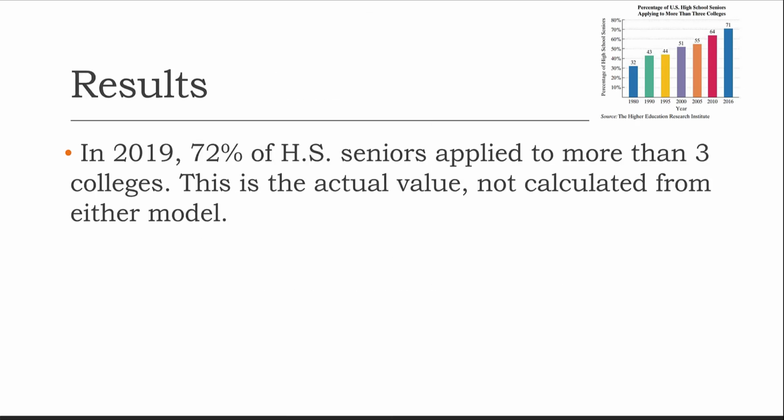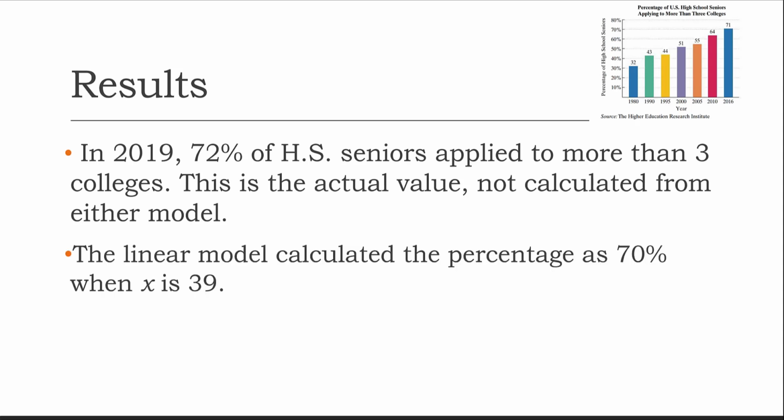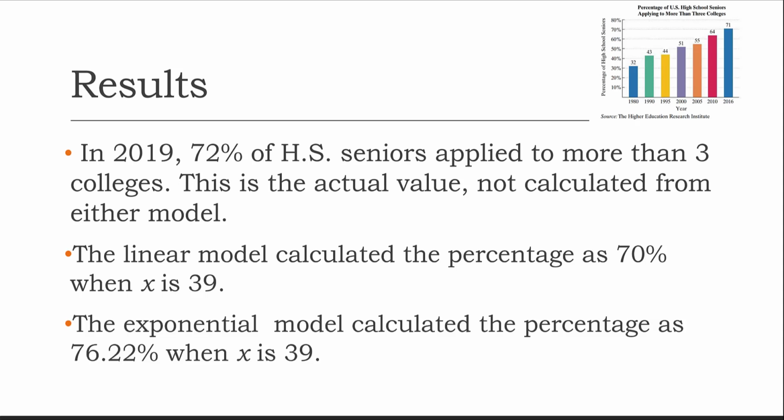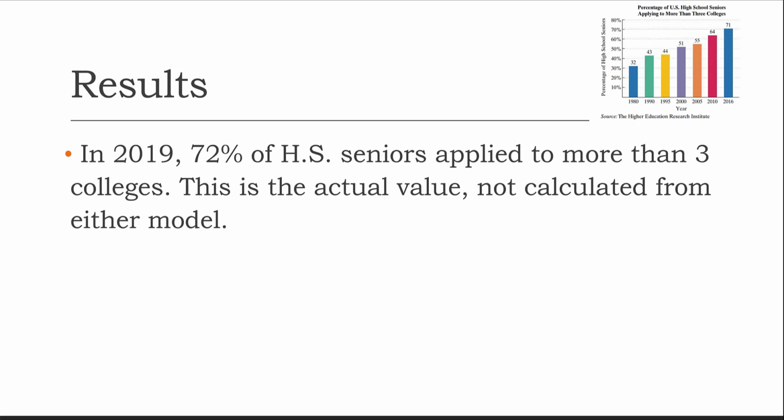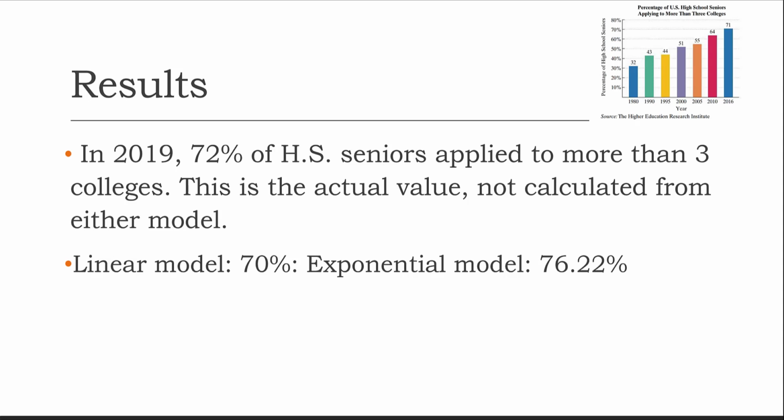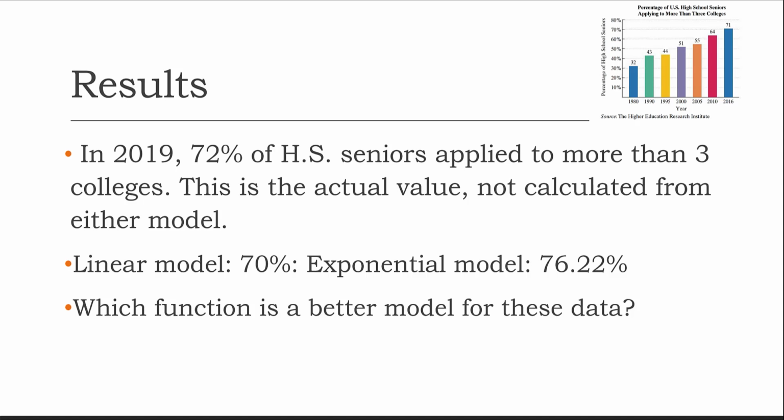All right, so in 2019, the actual number was 72%. The linear model gave us the percent as 70% when x is 39, and the exponential model gave us the percent of 76.2% when x is 39. So again, 72%, this is the actual value, not calculated from either model. So the question is, which function is a better model for these data? And I'll let you answer that when you do your discussion posting.